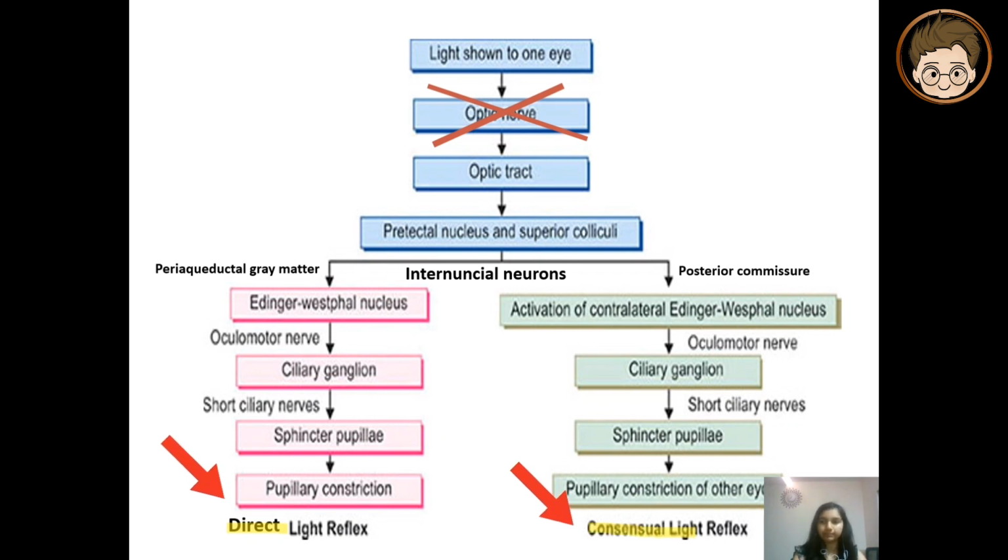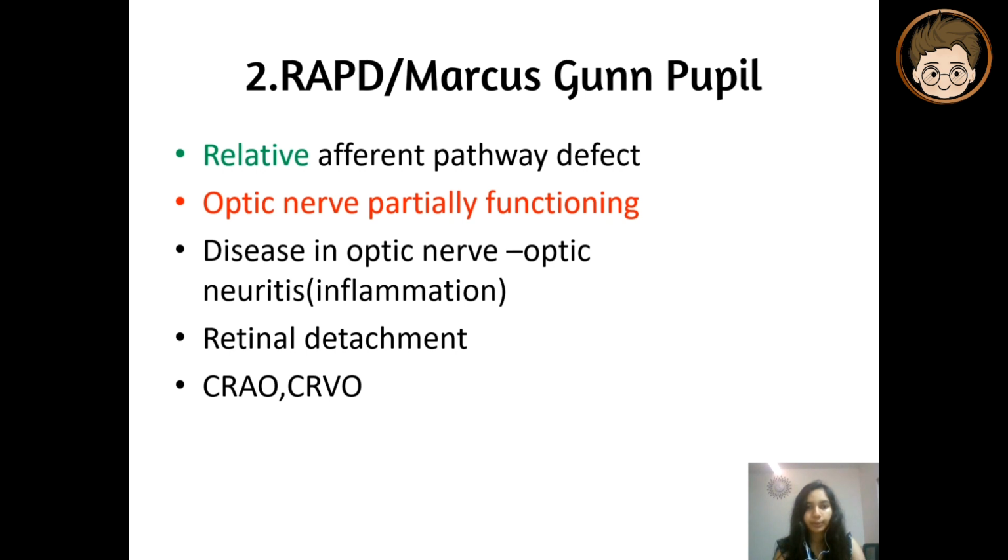are absent. Next is Marcus Gunn pupil, or relative afferent pathway defect. As the word relative suggests, the optic nerve is not completely damaged, but is partially functioning. The diseases which cause this defect are optic neuritis, retinal detachment, and CRAO, central retinal artery occlusion, as well as central retinal vein occlusion.